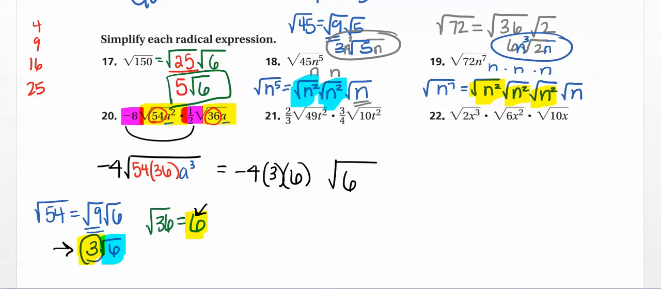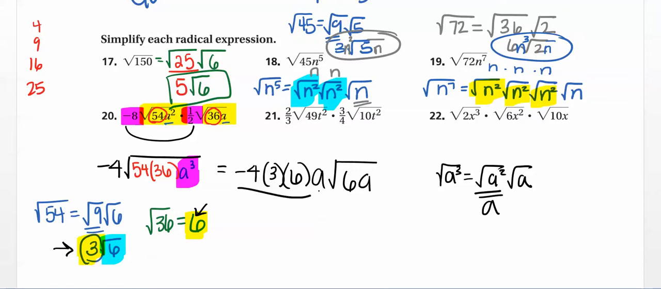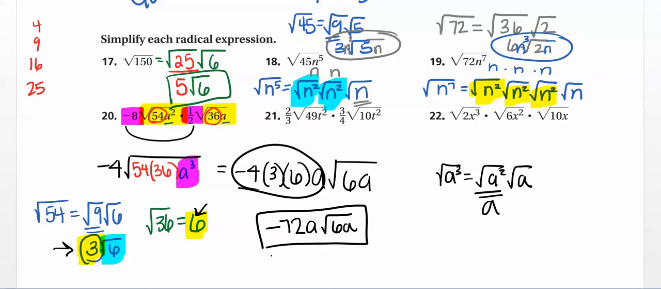And now the last thing I have to deal with here are the a's. I have a cubed. The square root of a cubed is the square root of a squared times the square root of a. There's 1 that can come out. So I'm going to take out an a, and then there's going to be 1 left over. All I have to do now is figure out what negative 4 times 3 times 6 is. That's negative 72, and then the a times the square root of 6a. There's our final answer.